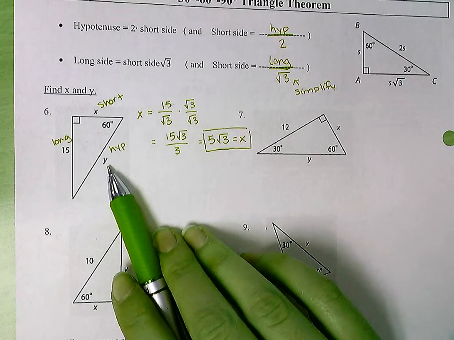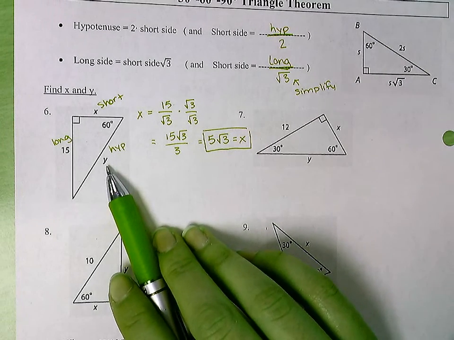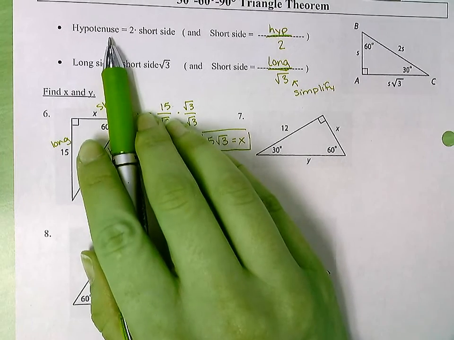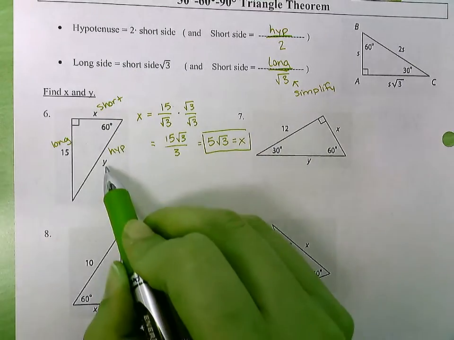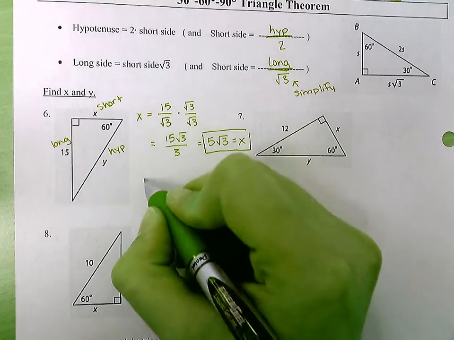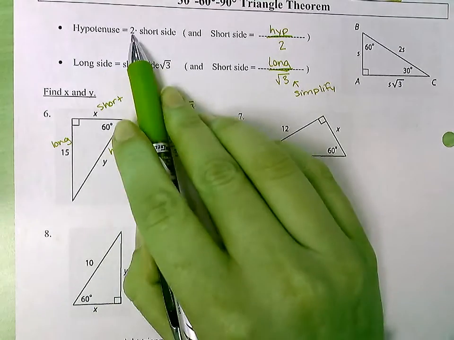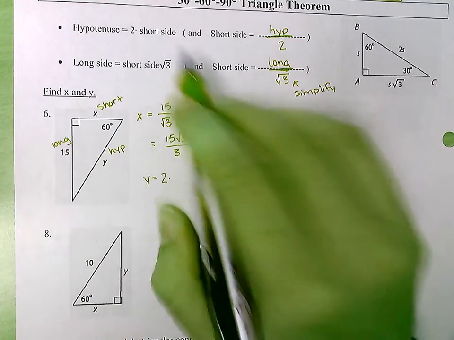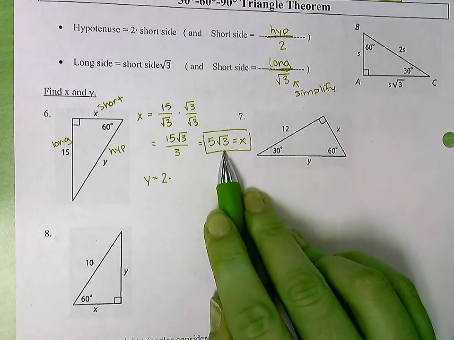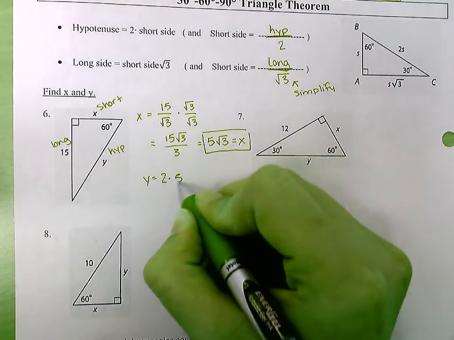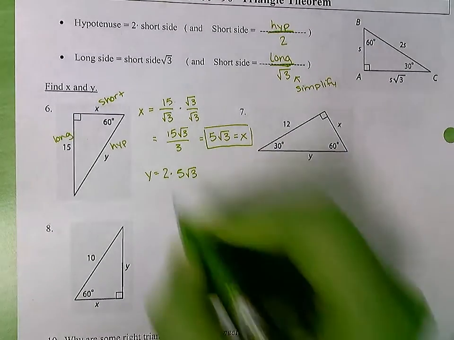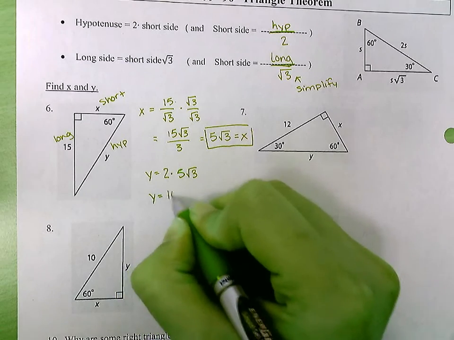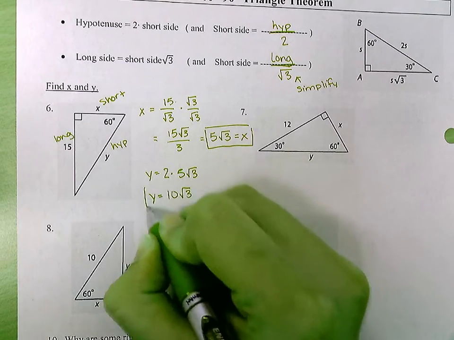Next, I need to find the hypotenuse still. That's your y value. So hypotenuse is equal to 2 times the short side. So plugging in, y is equal to 2 times our short side we just found, which is 5 times the square root of 3. So y will be equal to 10 times the square root of 3.